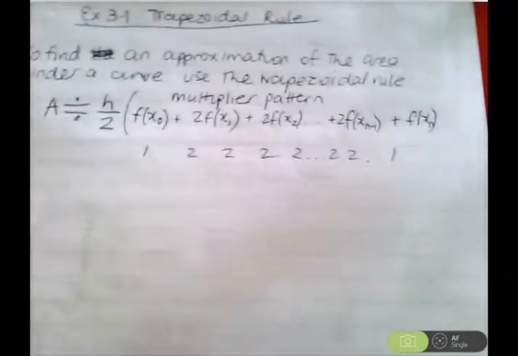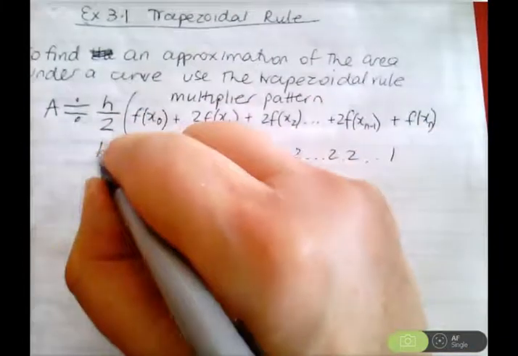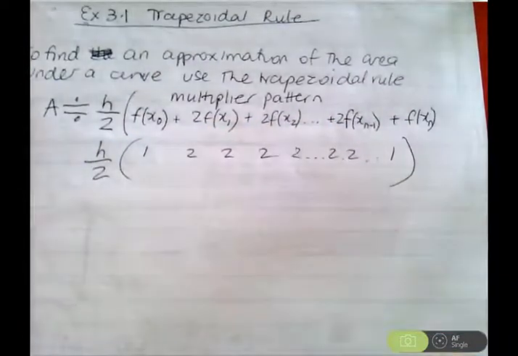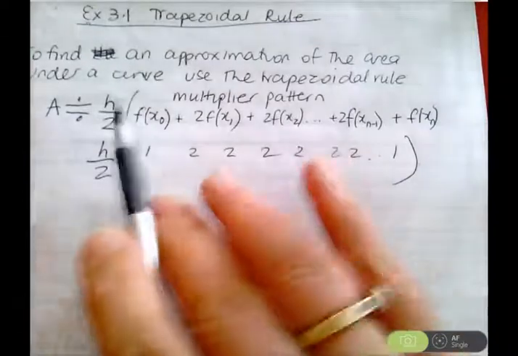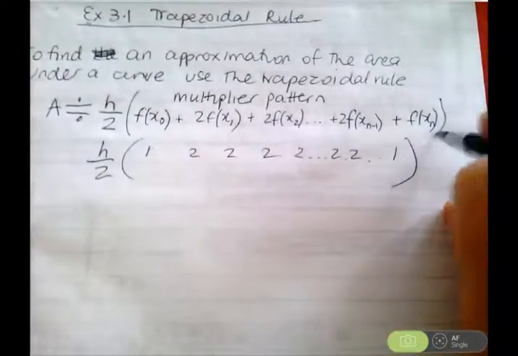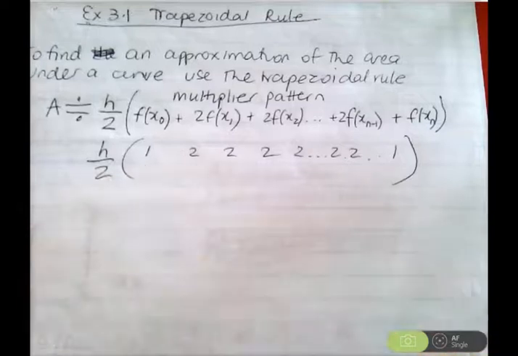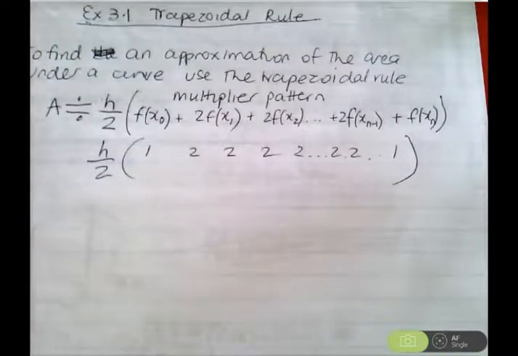But you're not going to learn it like that. This is all you're learning. H on 2 and then the multiplier pattern. That's how you're remembering it. So that's the actual rule, but we're not going to learn it like that. We're going to learn it as h on 2, 1, 2, 2, 2, 2, 2, 1. Okay? Now, we're going to do it using a table as well.